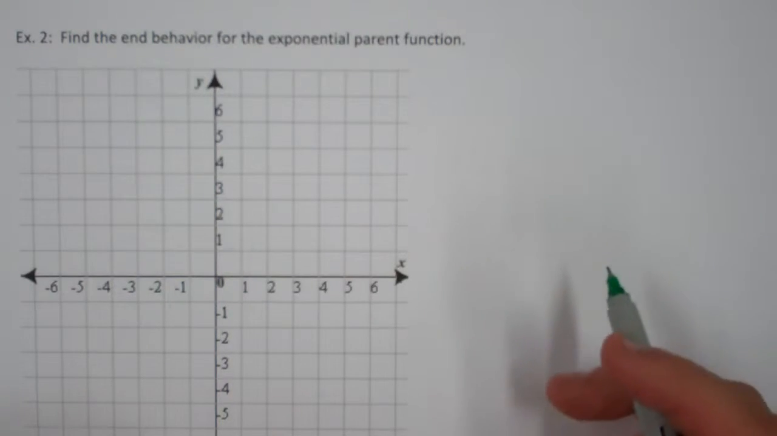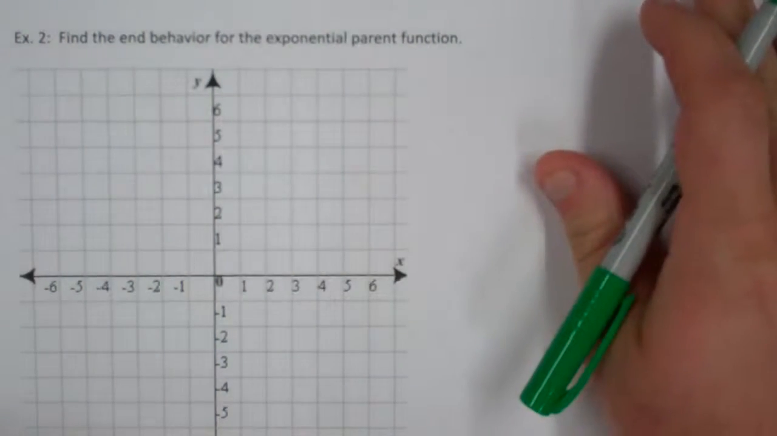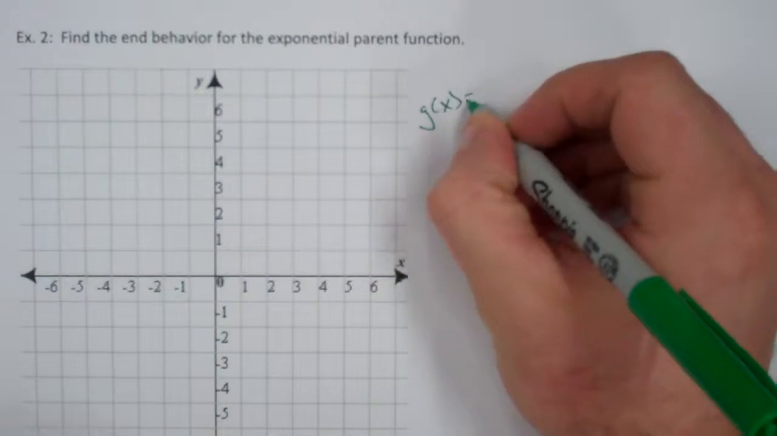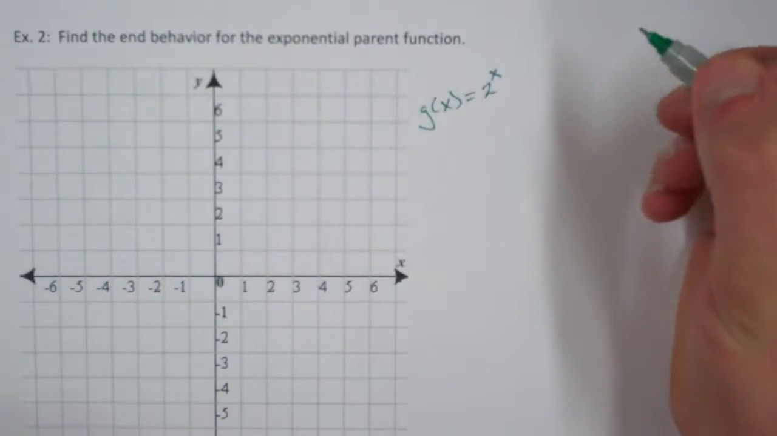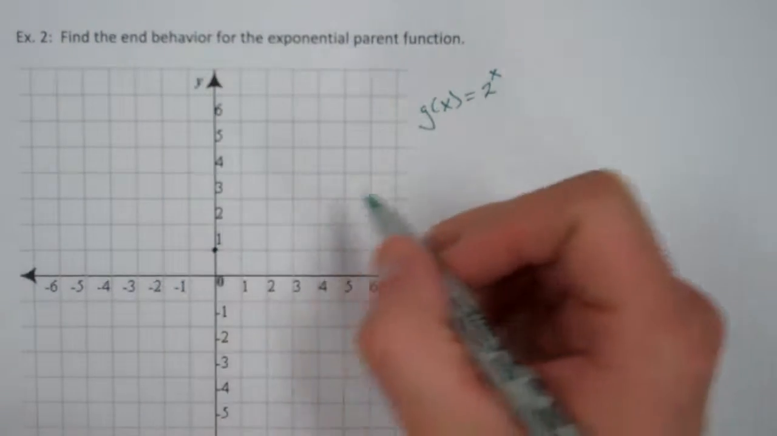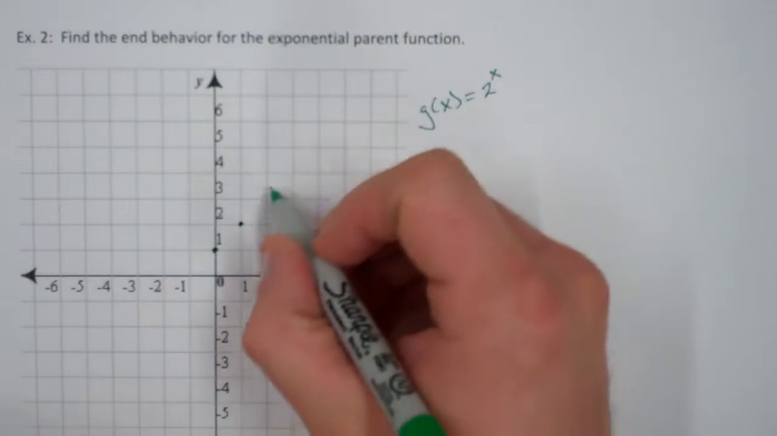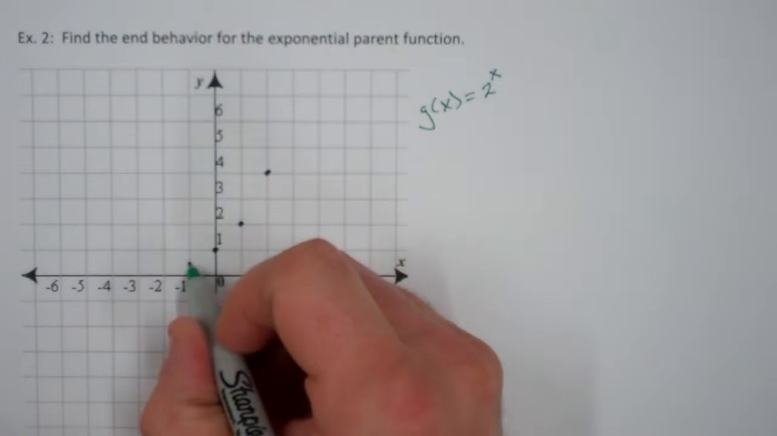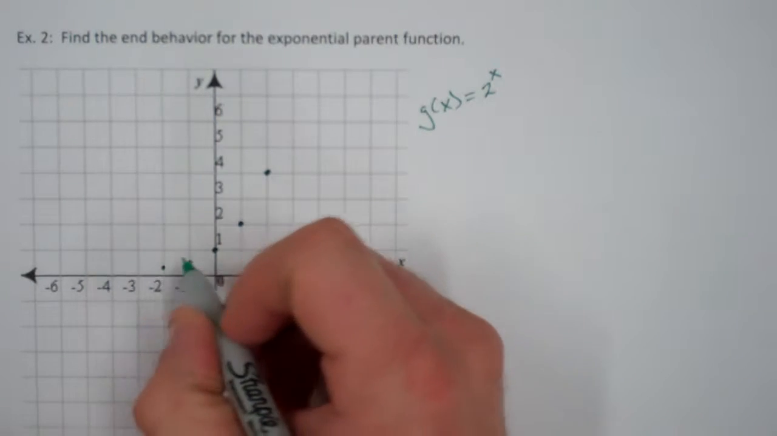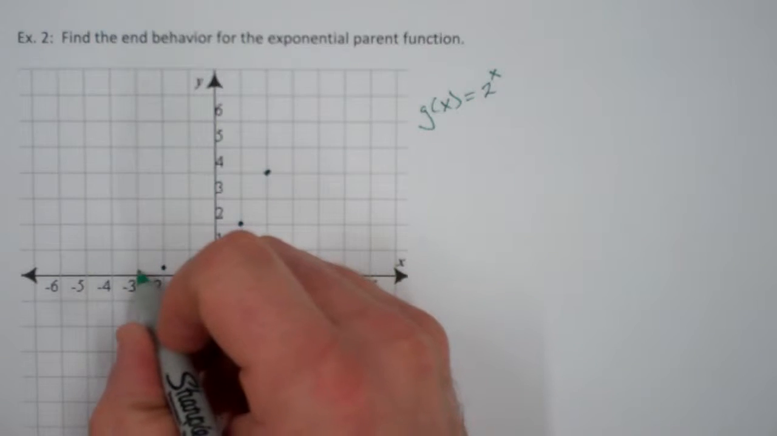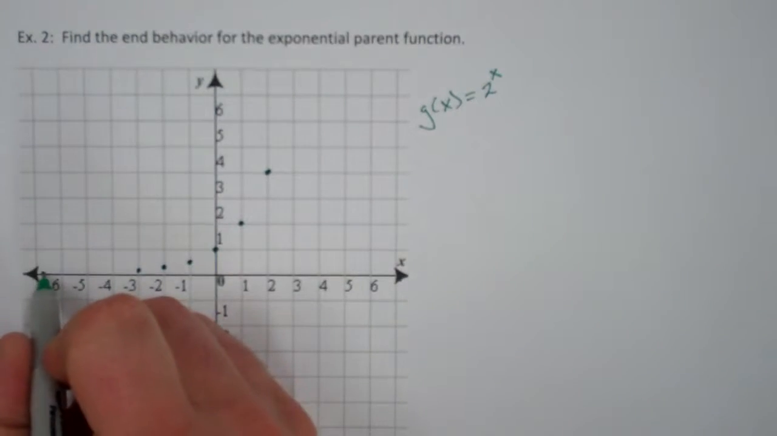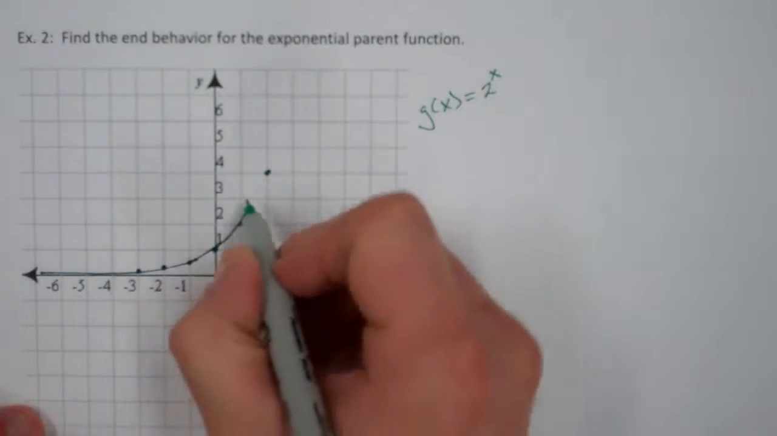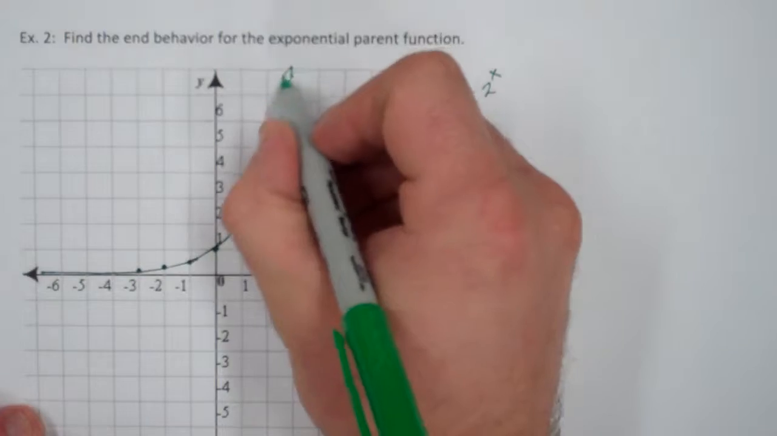In example 2, we're going to find the end behavior for the exponential parent function. The exponential parent function is, we'll call this one just g of x for grins, 2 to the x power here. So 2 to the 0 is 1, 2 to the first is 2, and we can start to build our function. And this side never goes below 0. It's really important that you know that. So this just continues up and has kind of a curved shape to it.